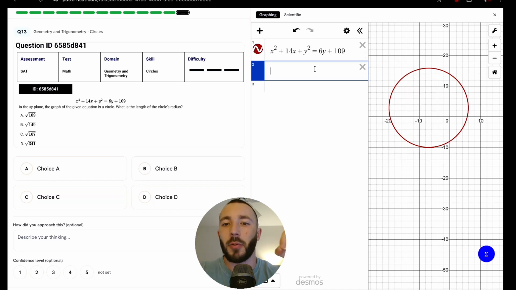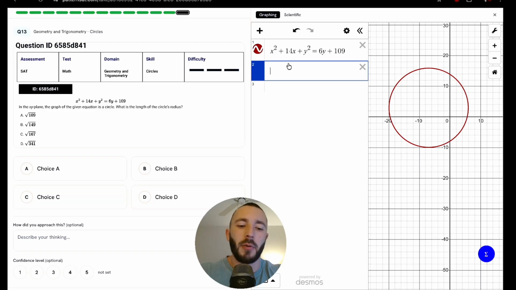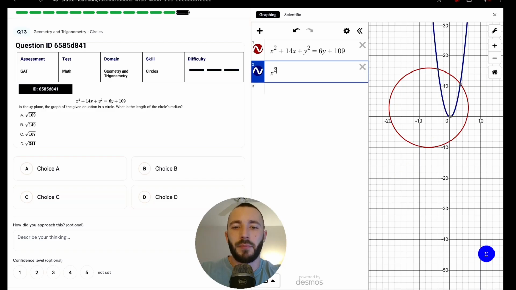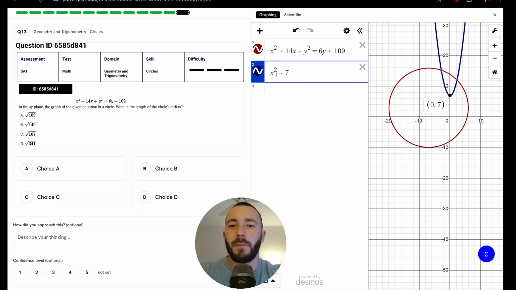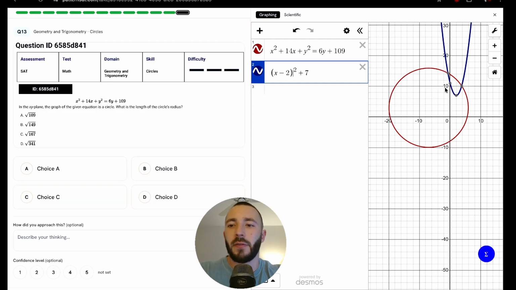If you ever have a parabola and you need to find the vertex, just click on it. It'll show you top point, bottom point. When I talk about the parabola example, I mean like x squared plus 7. Okay, maybe I'll even make this a little more complicated. Make this like x minus 2 squared plus 7. The vertex is right here at 2 comma 7.